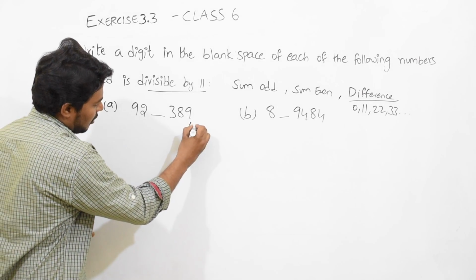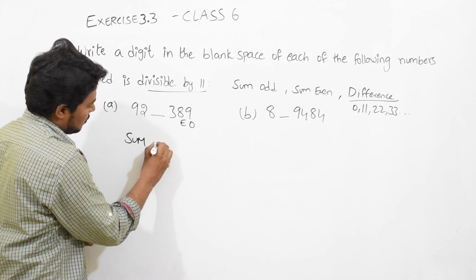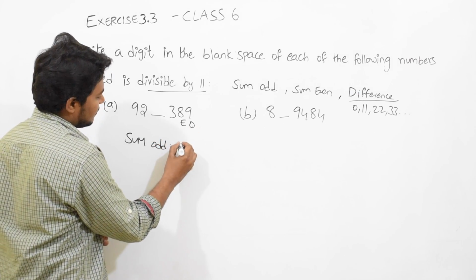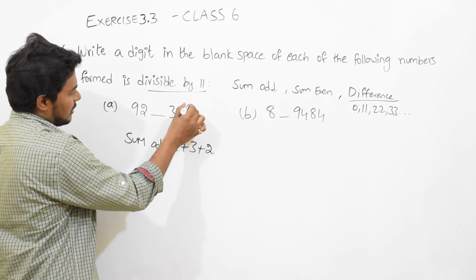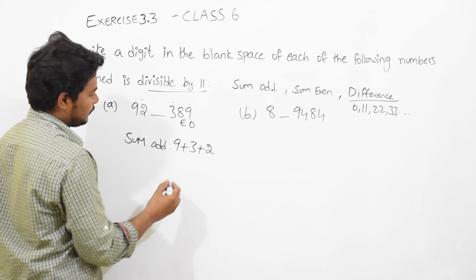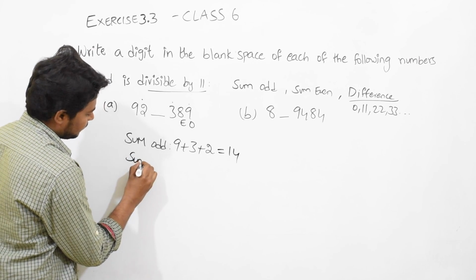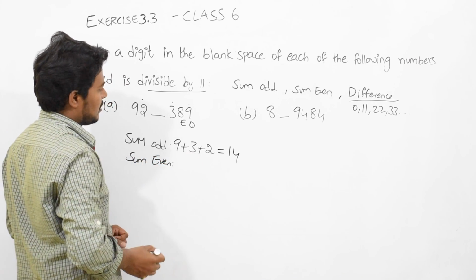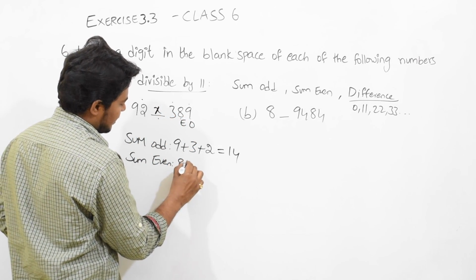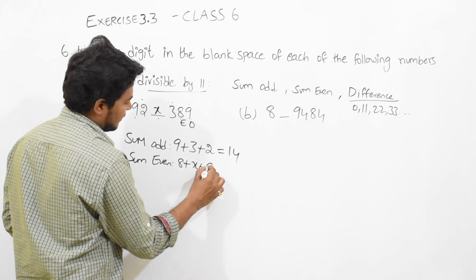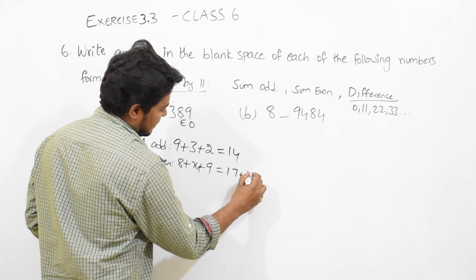See here, this is odd, this is even. First we try to find the sum of odd digits: 9 plus 3 plus 2. What is this? 9 plus 3 is 12, plus 2 is 14. Next, the sum of even digits. Let the missing number be x. So 8 plus x plus 9. 8 plus 9 is 17, plus x.